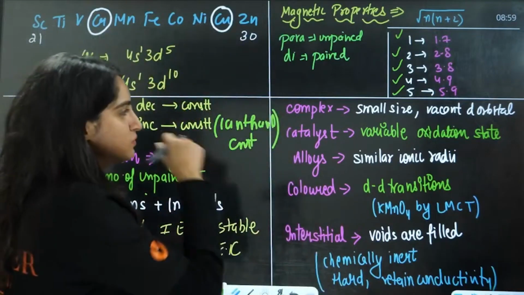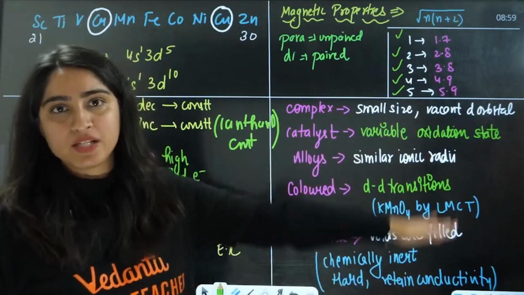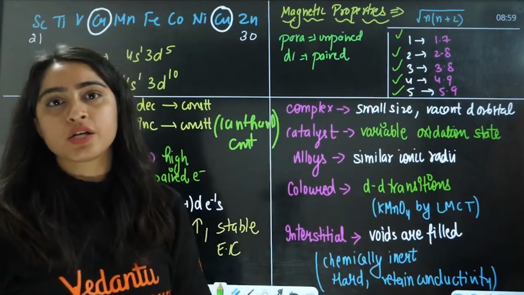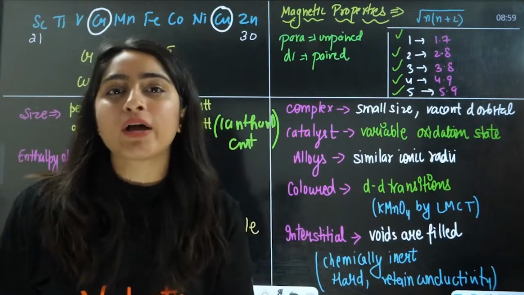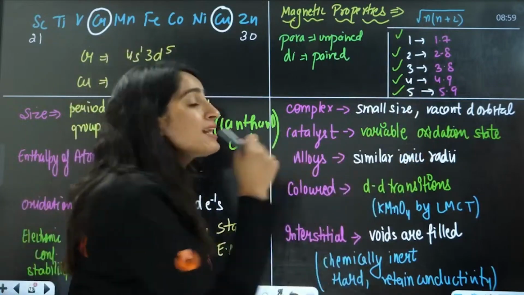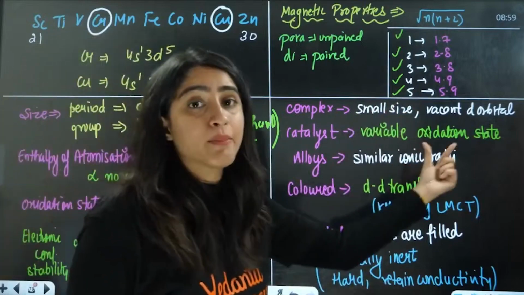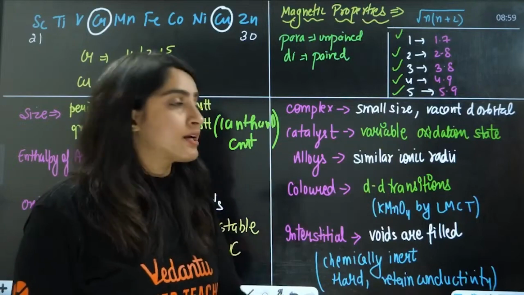Now there are a few theoretical questions, and the same questions are asked in your PYQs. First is complex formation. Why do d block elements form complexes? Because of small size and vacant d orbitals. Why do they behave as catalysts? Because of variable oxidation state. Why do they form alloys? Because of similar ionic radii.